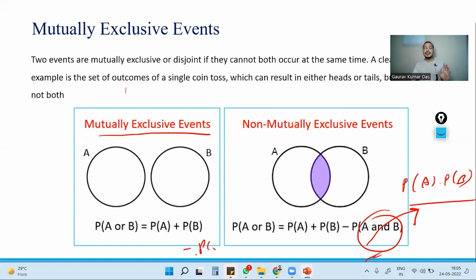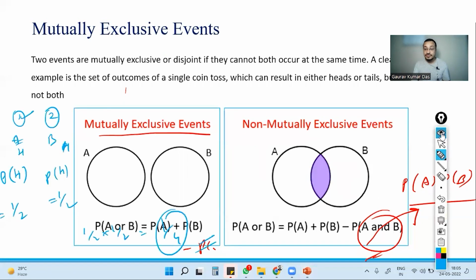Many people have this doubt and are confused, asking what happens if events are mutually exclusive and independent. No, when it's mutually exclusive, there's no question of dependency and no question of independence. They are two disjoint events. When it is non-mutually exclusive, where they share some common ground, that is where you talk about independence.